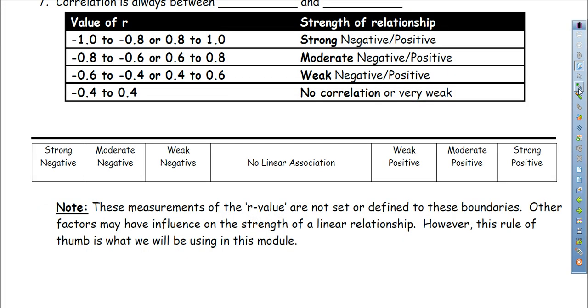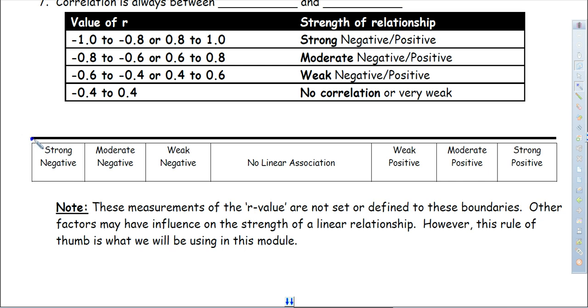Measurements for R. I put up this table here, and this table is not set in stone, but this is just a general rule of thumb that we can go by. Anything between 0.8 and 1.0, we can say that would be strong. From 0.6 to 0.8, we can say that's moderately strong. From 0.4 to 0.6, that would be weak. And anything from 0 to 0.4, we can look at that as no correlation. I probably wouldn't say very weak, I would say no correlation.